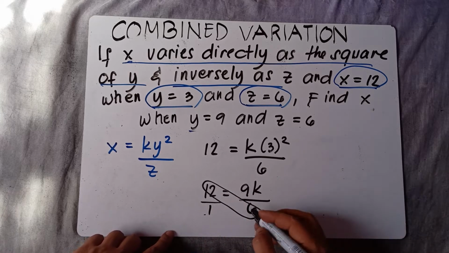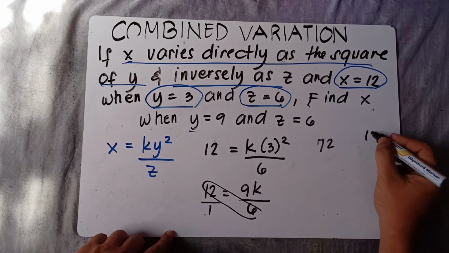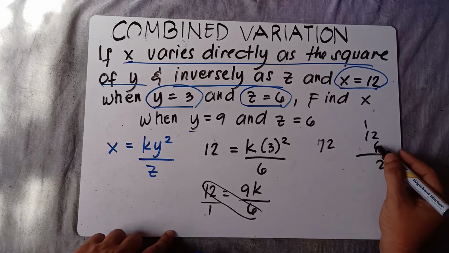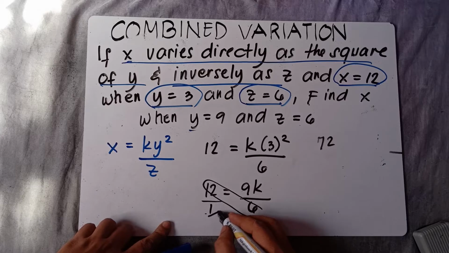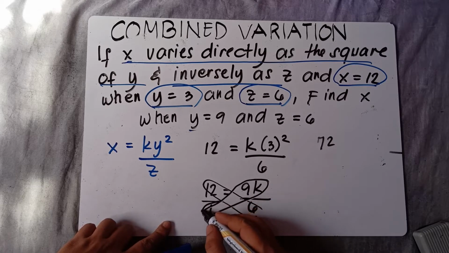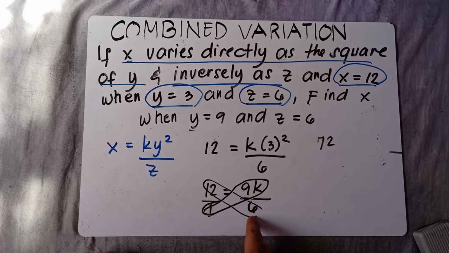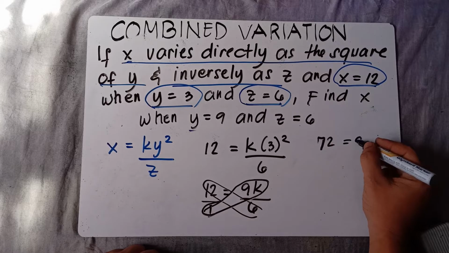So this will be 12 times 6, which is 72. So cross multiply. There's always a 1 under the 12. So 12 times 6 is 72, and 1 times 9k equals 9k.